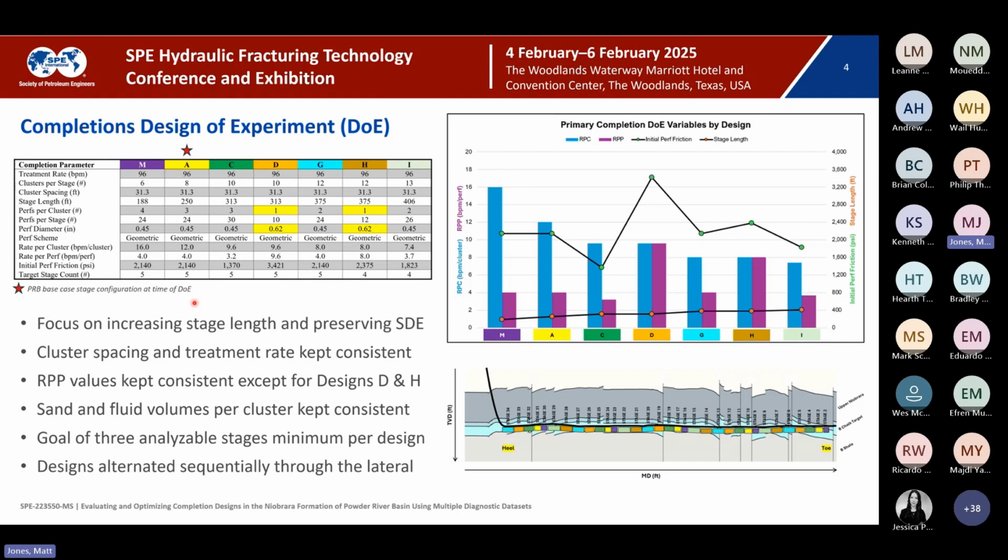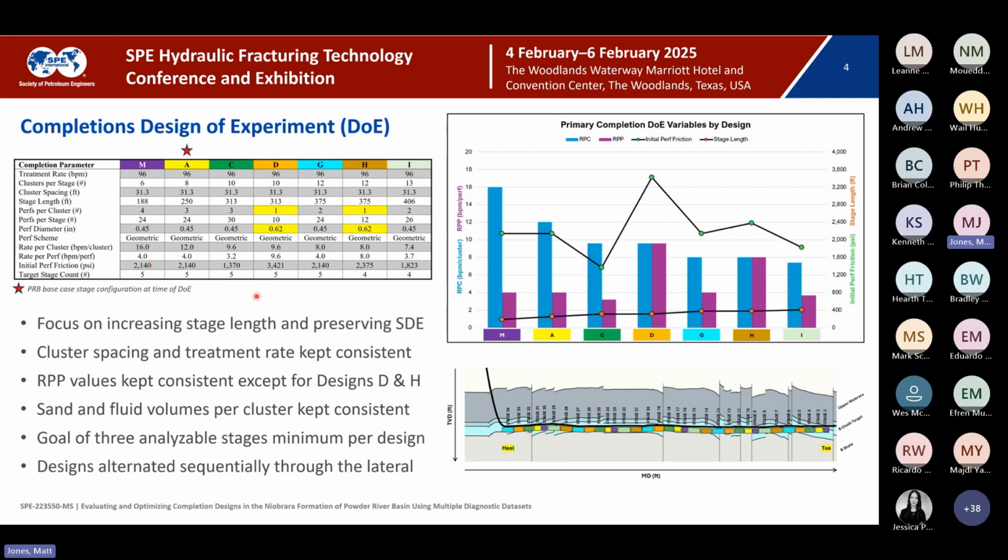For this test, we did have a control stage, which is design M. This is a 6 cluster stage, same cluster spacing, but shorter stage length, 188 feet. Same number of perforations per stage, but 4 perfs per cluster as opposed to 3. Now, based on other tests we've executed, the expectation by including this design is that it would perform better or generate better treatment uniformity than design A, mainly because it's a shorter stage length and it has a higher rate per cluster value. So this design was meant to be a control.